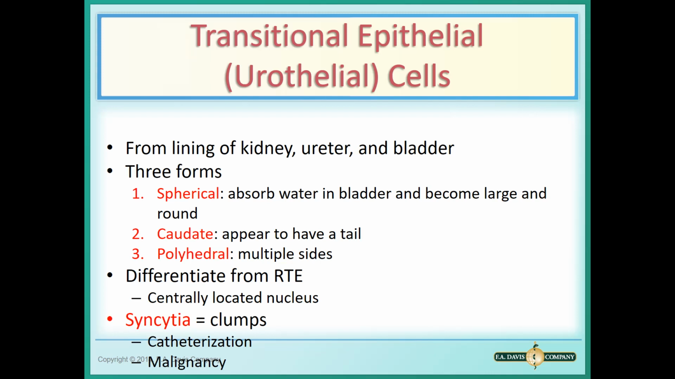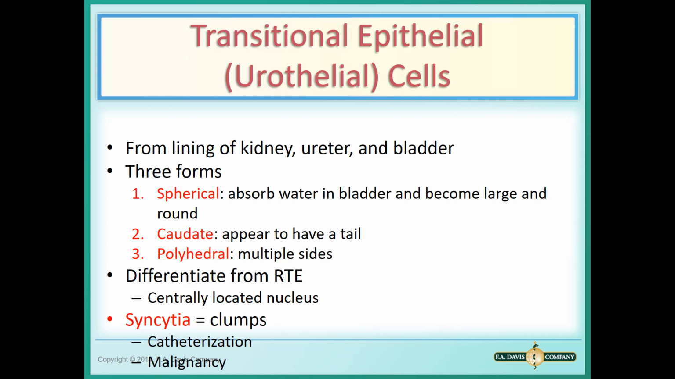Clue cells. So the next kind of epithelial cell that we talked about is the transitional epithelial. We call those the urothelial cells because these come from the lining of the ureter, typically the bladder or the kidney. And there are three forms: the spherical, the caudate, or caudal, that I just told you about, and polyhedral. So the spherical is exactly what you imagine. It looks like a sphere, and it does that because the cells take on more water in the bladder.